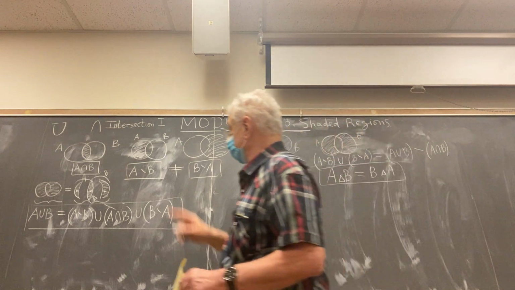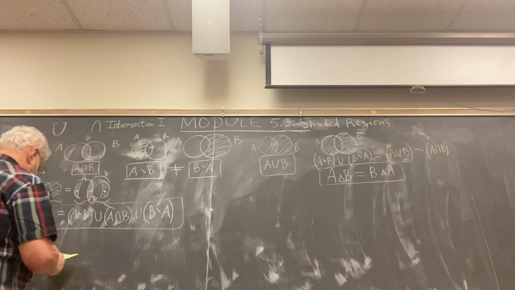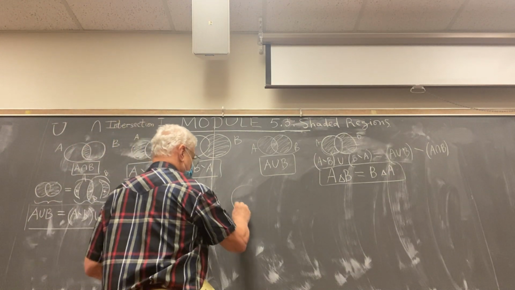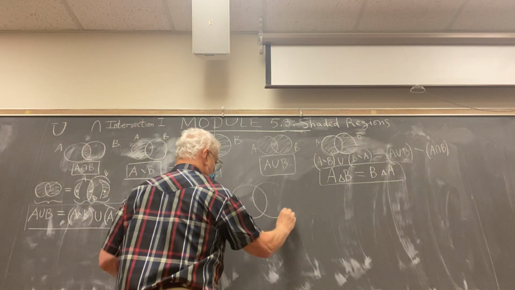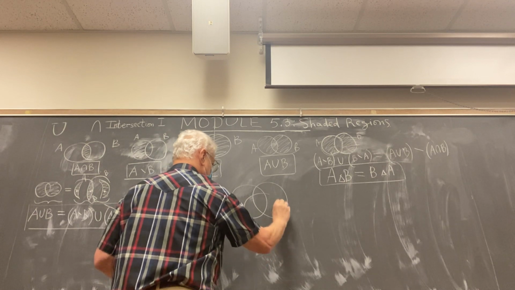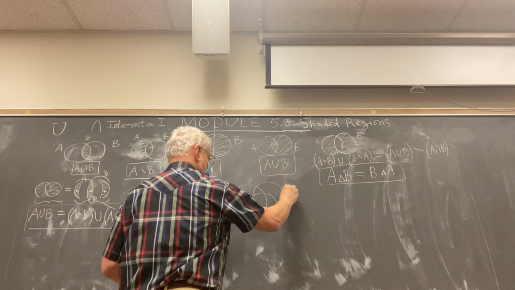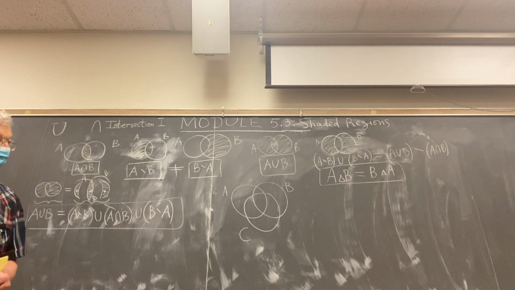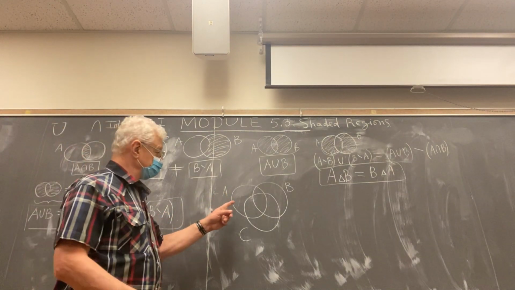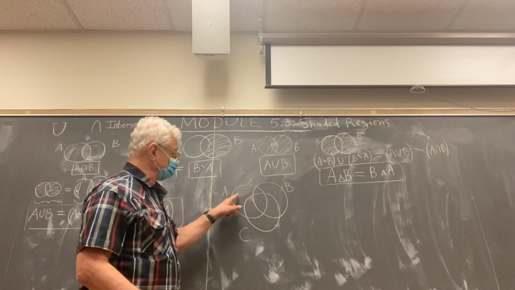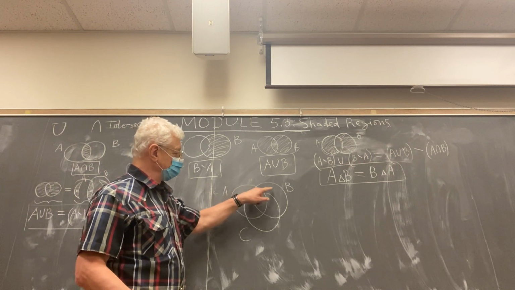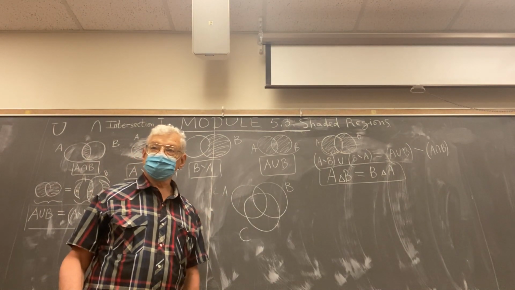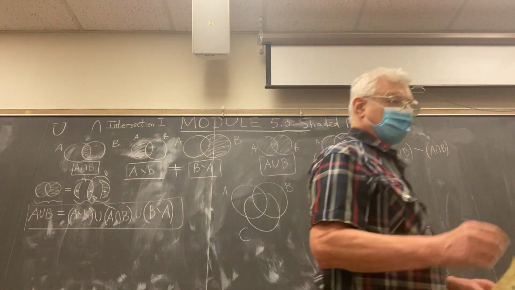So this is two sets. Now I consider three sets, A, B, and C. We considered that before. How many regions do we have? 7 regions. Starting from the periphery: 1, 2, 3, 4, 5, 6, and in the middle 7. 7 regions.